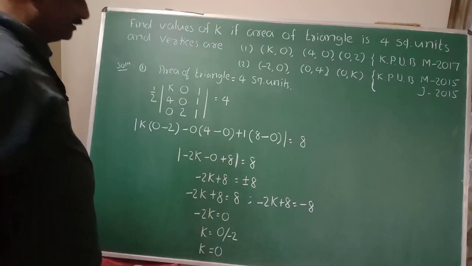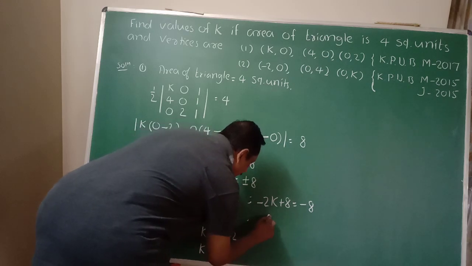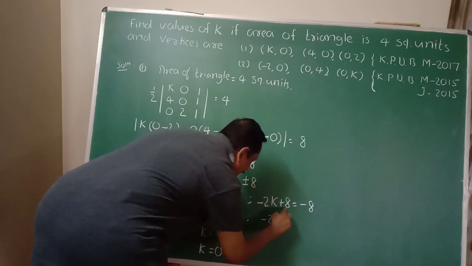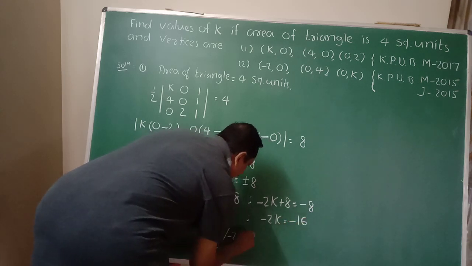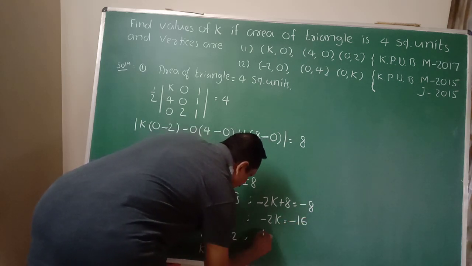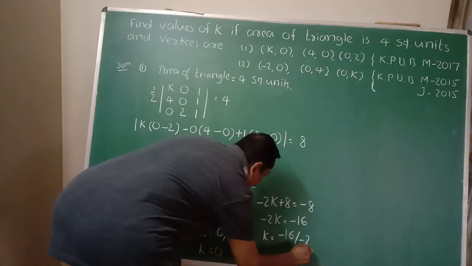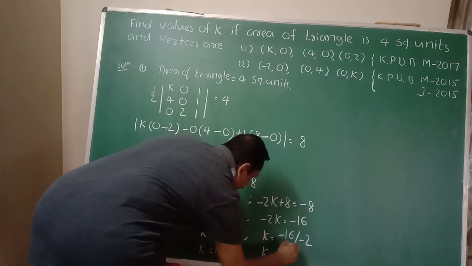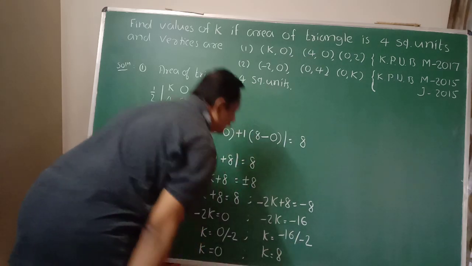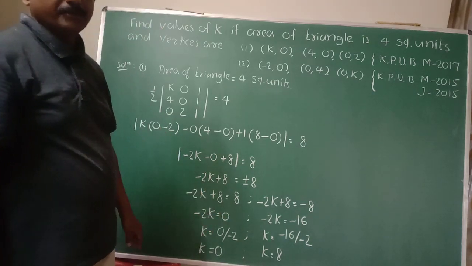K is 0. And in this case, take it right hand side here. Minus 2k plus 8 become minus 8 here. Minus 8 minus 8 is minus 16 here. Take a minus 2 right hand side here. K is equal to minus 16 divided by minus 2 here. Hence k is equal to minus 16 upon minus 2 becomes plus 8 here. Therefore k value is 0, k value is 8 here.